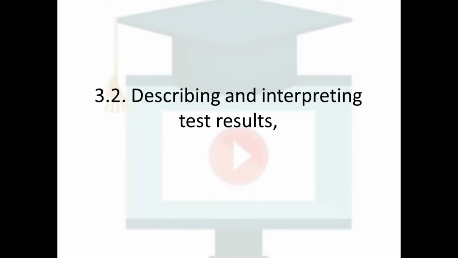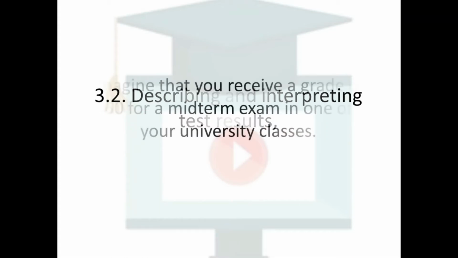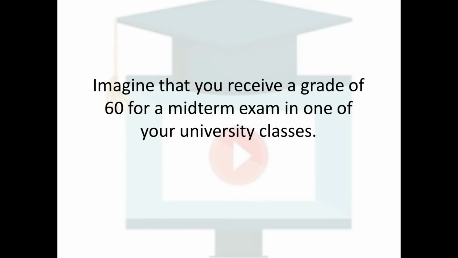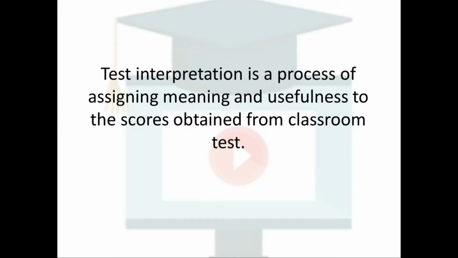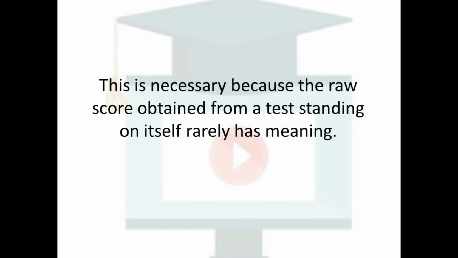3.2. Describing and interpreting test results. Imagine that you receive a grade of 60 for a midterm exam in one of your university classes. What does this score mean, and how should we interpret it? Test interpretation is a process of assigning meaning and usefulness to the scores obtained from classroom tests. This is necessary because the score obtained from a test standing on itself rarely has meaning.